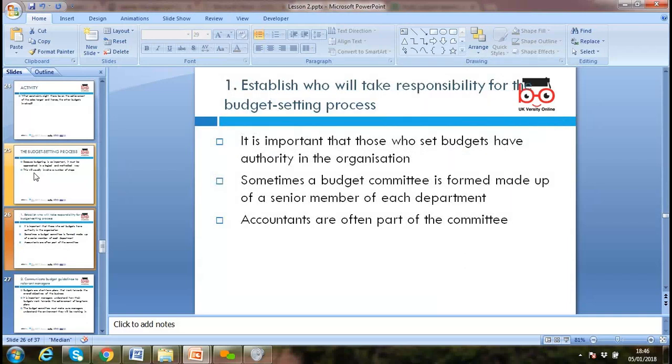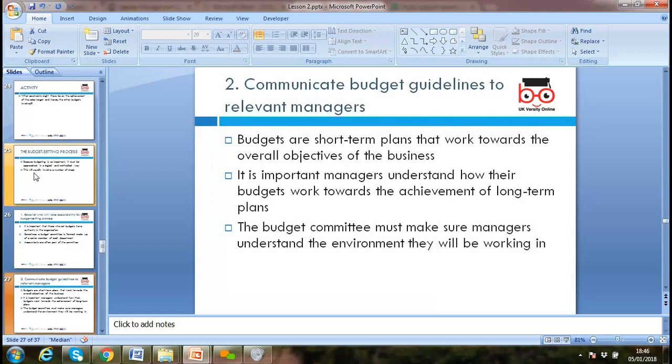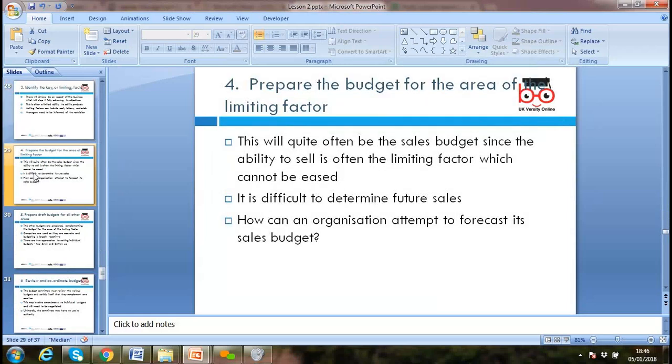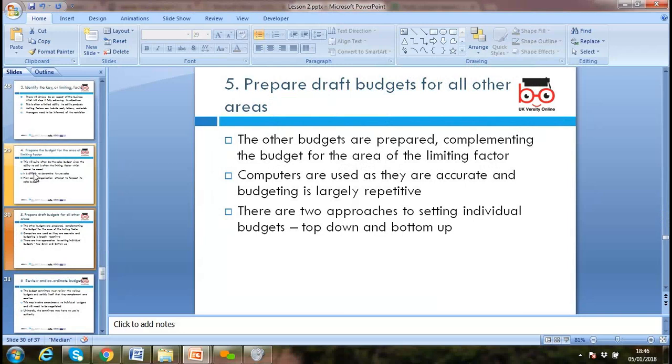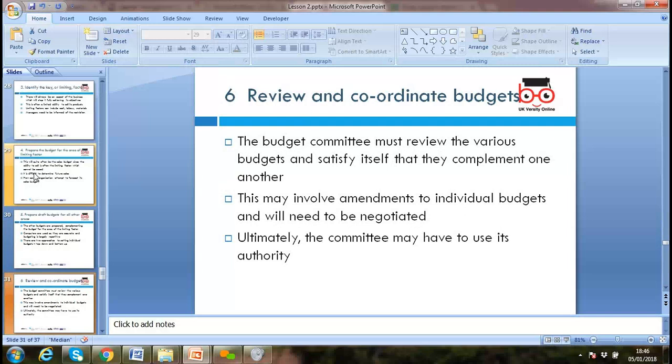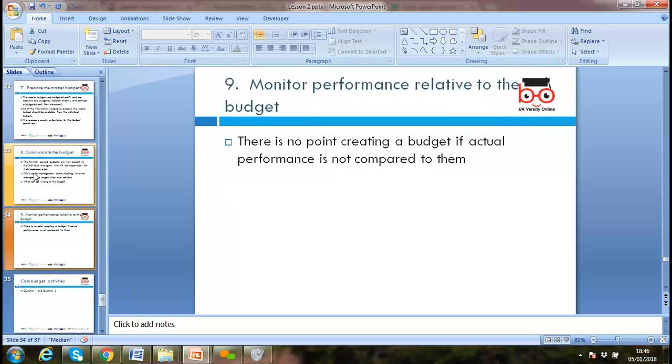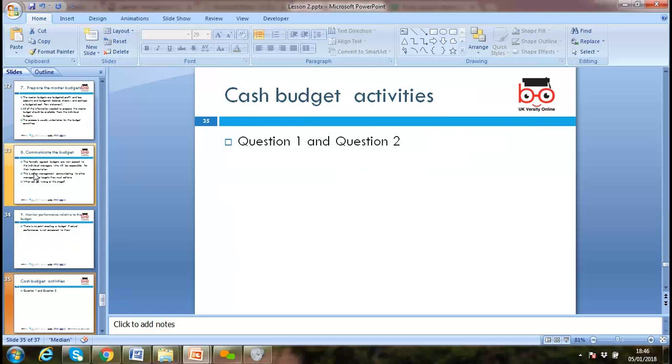These are the steps. Establish who will take the responsibility to make a budget. Communicate the guidance about the budget. Discuss the limiting factor or the constraint. Discuss the area of the budget. Within a budget, there are limitations. Like if we have fewer engineers, we need to best utilize our limited resources effectively to maximize our output. Then review and coordinate the budget. The budget committee must review the various budgets to satisfy. We must communicate between departments, like we are quite constrained in terms of the budget.